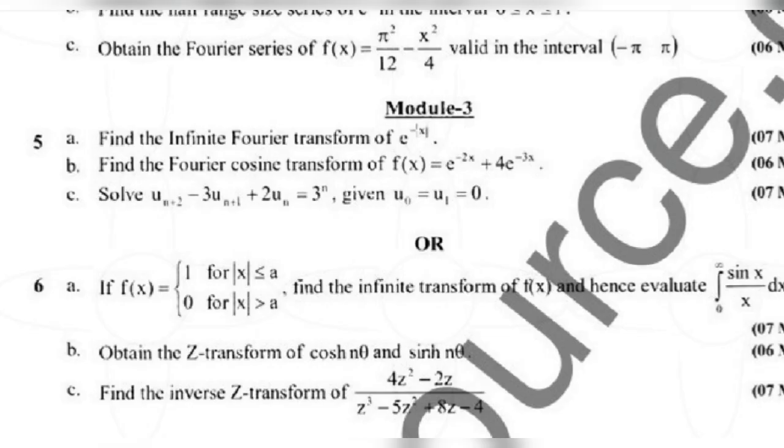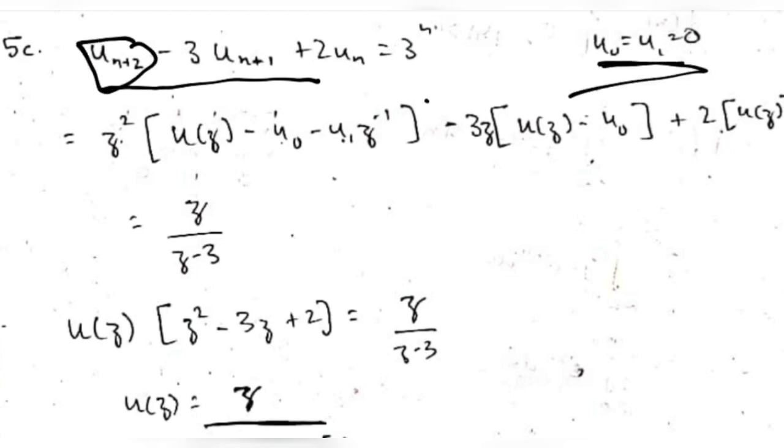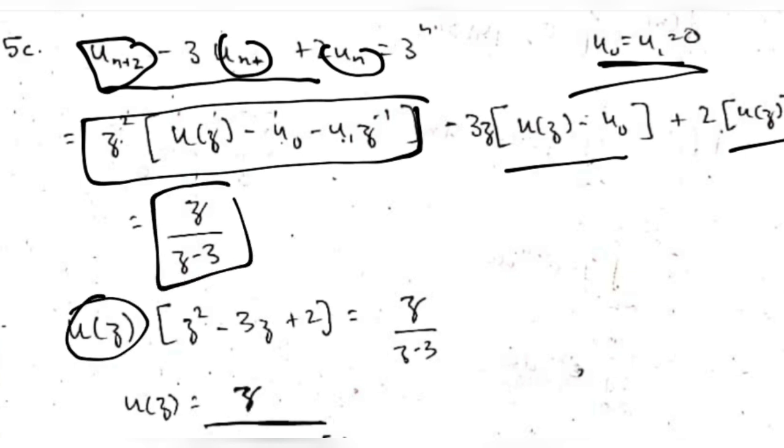In the next question, we have been asked to solve the given equation, and we have been given u0 and u1. Firstly, we will write this given equation and the given values, and for each of these there is an expansion: u(n+2), u(n+1), and u(n). These three expansions, and we will be taking U(z) as common and shifting all of the other things to the right hand side. So we will be getting U(z) here.